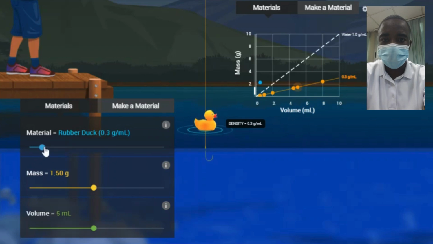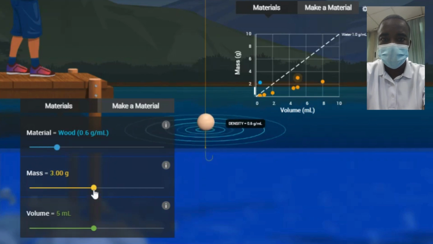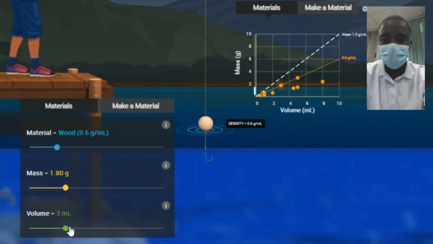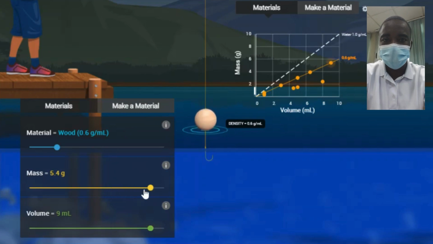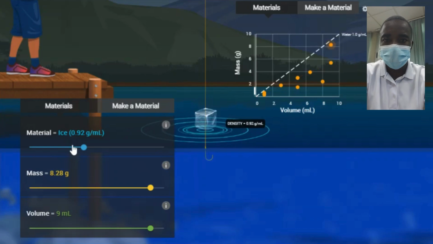such as rubber duck, wood, ice, egg, granite, and titanium, when used as the sinker of a fishing rod. This simulation not only makes learning interactive, but also visually demonstrates how density influences the behavior of different materials in water. The simulation begins by allowing students to select a material for the fishing rod sinker.